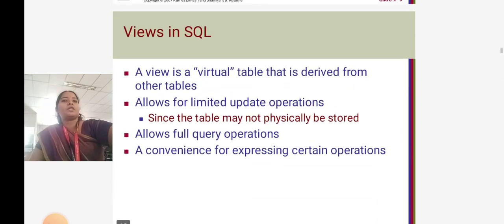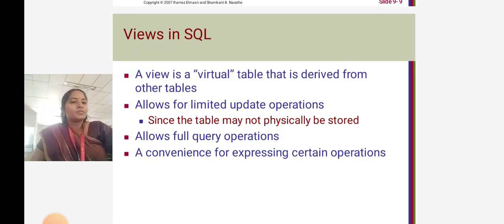Views in SQL. What are views? A view is a virtual form of a table, a table structure that is derived from other tables. It allows only limited update operations, since the table may not be physically stored, but it allows full query operations. It is also a convenience for expressing certain operations.